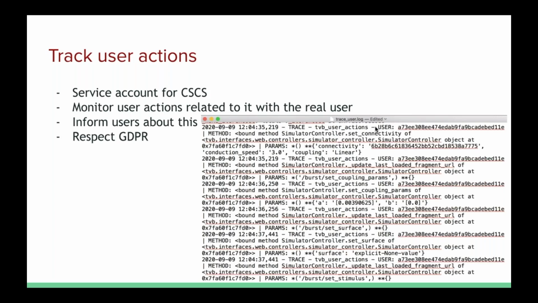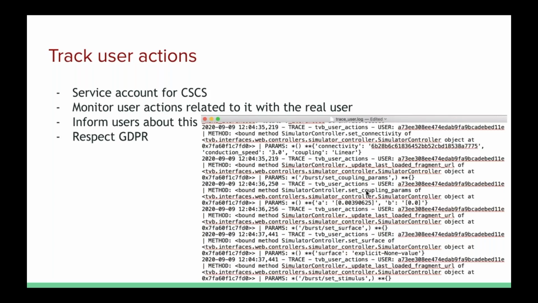In terms of what we log, we currently only log the actions done by the users within the GUI. So, for example, this is a list of logs that are stored here during a simulation configuration. As you can see, a user sets a connectivity he wants to use for simulation, and the connectivity he uses has this particular ID.